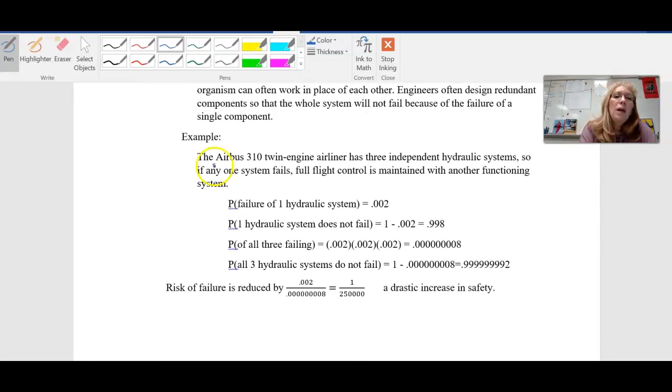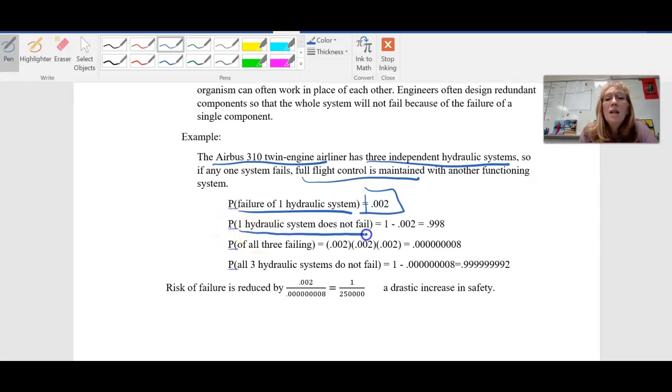Okay, an Airbus, an airplane, twin engine. There's 3 independent hydraulic systems. So if one system fails, the full flight control is maintained. Because if there was just one, if it fails, you're not going to do well, right? So the failure of one hydraulic system is 0.002. Not bad. Okay, so the probability that it does not fail is 0.998.